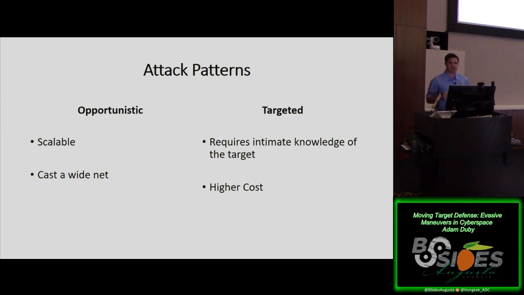So attack patterns, I define them into two types of attacks, right? We have opportunistic attacks that are scalable. You cast a wide net against a wide range of victim set. The probability that each individual victim is compromised is low, but the aggregate sum is relatively high. Then there's targeted attacks that require some sort of intimate knowledge of the target. This often incurs a higher cost.